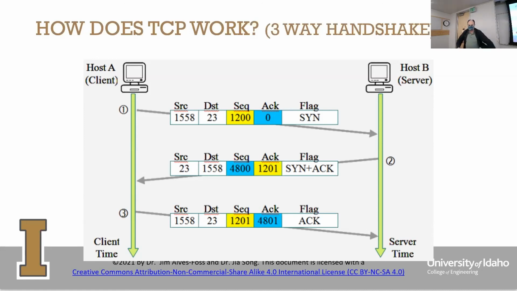Anyway, so it all happened. Now A can respond back, ACKing the sequence number from host B. We're all three-way handshake connected. We know what everybody's sequence number is. We know the ports. We know we're talking to each other.